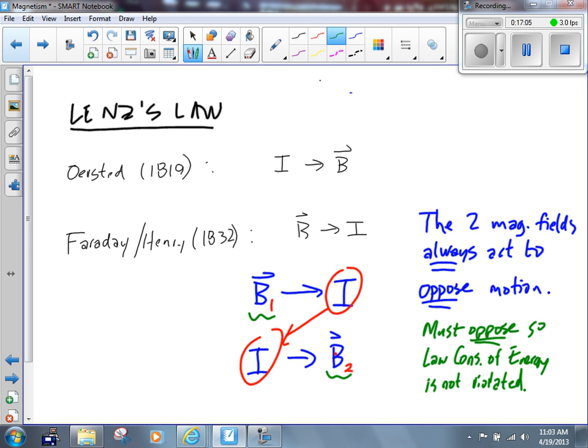None of this applies to a piece of steel. All we had was a piece of steel moving through a conductor. That doesn't generate a current, and that doesn't generate another magnetic field. You have to have a magnet moving around in a conductor, not a piece of steel in a conductor. That makes sense.